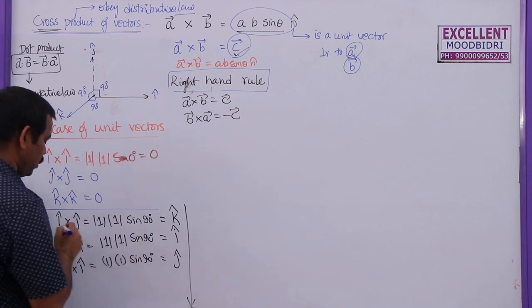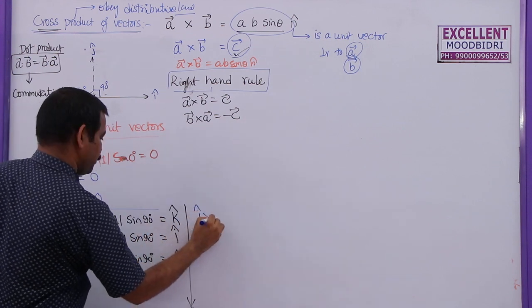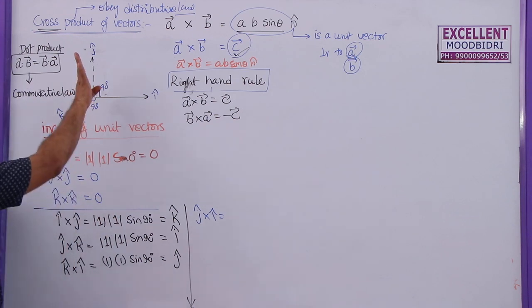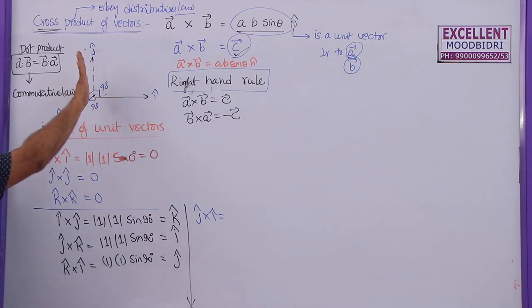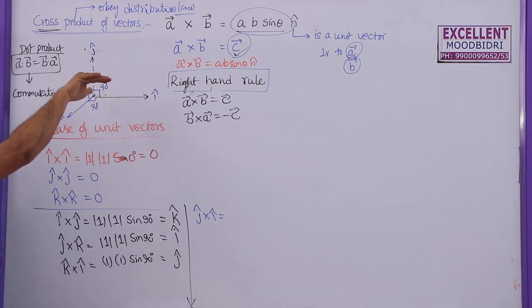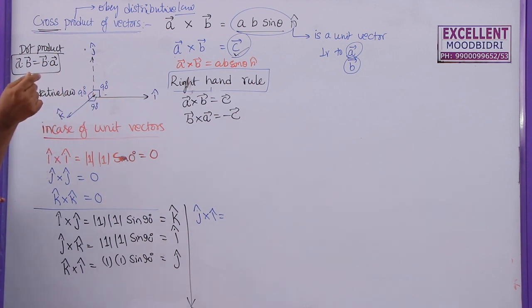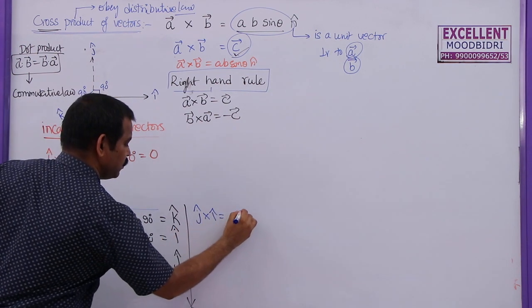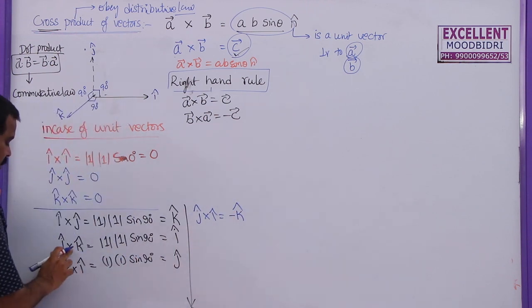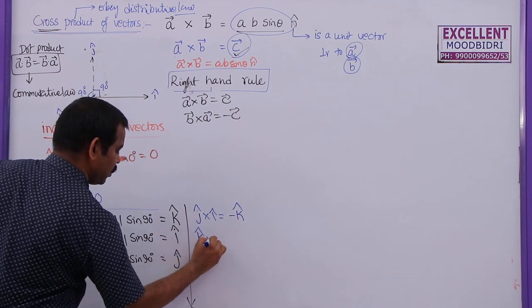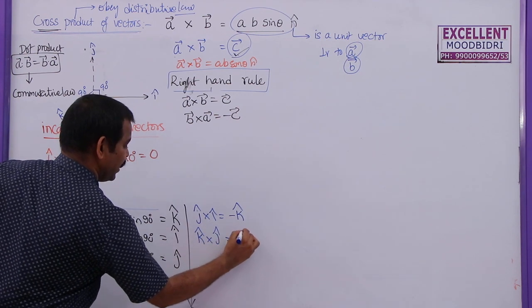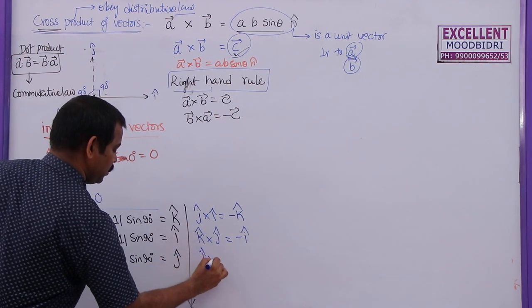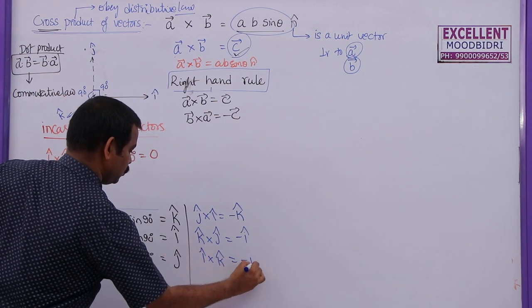Based on this, what we are going to write here: j cap cross i cap is equal to... first j in the direction, so first we need to keep our palm in the direction of j, then i, and this product will be into the board. So away from the board is positive z axis, into the board will be negative z axis. Unit vector in the direction of negative z axis will be minus k. So this will become minus k. So k cross j is equal to minus i cap, and i cross k is equal to minus j cap.